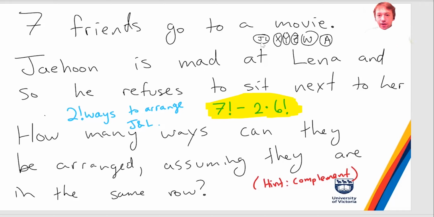But also you have to think about the fact that they can be permuted within themselves. So it could go J on the left, L on the right, or L and then J. So that's where you get the 2 from. So here we're using a few different concepts together. Any questions about that? Often in these questions, in the assignments, you may have to use more than one different concept altogether.